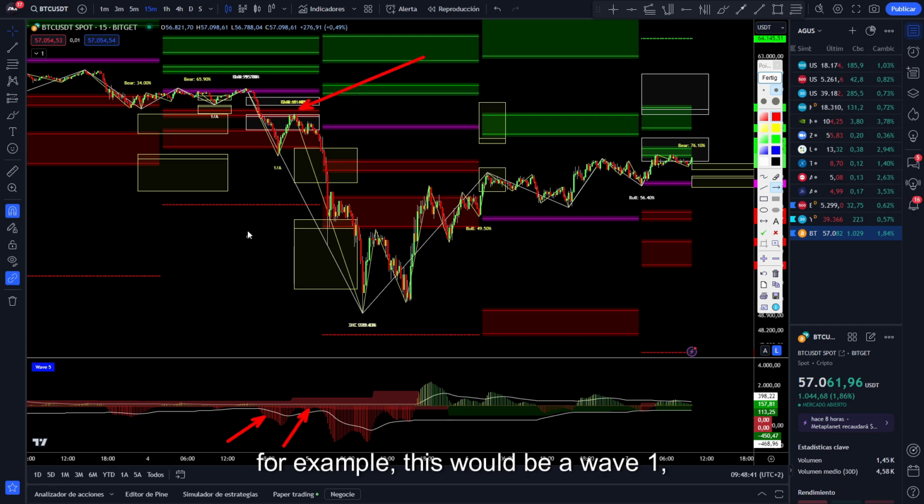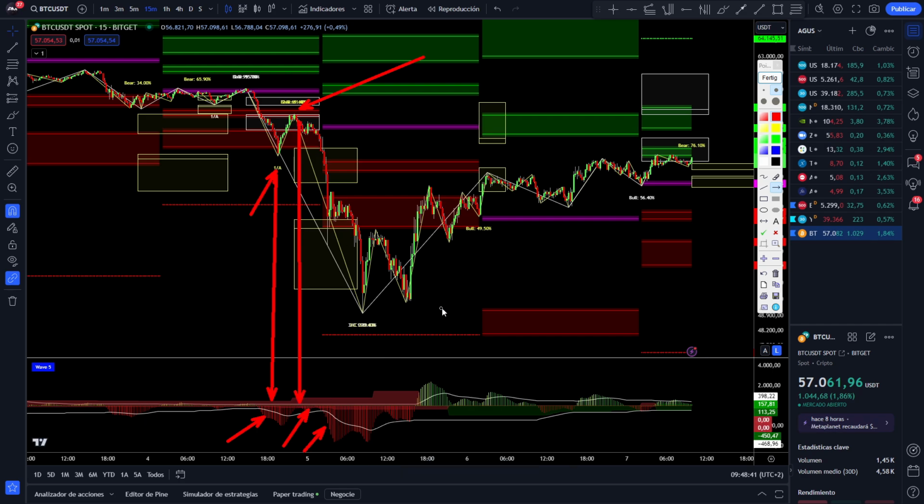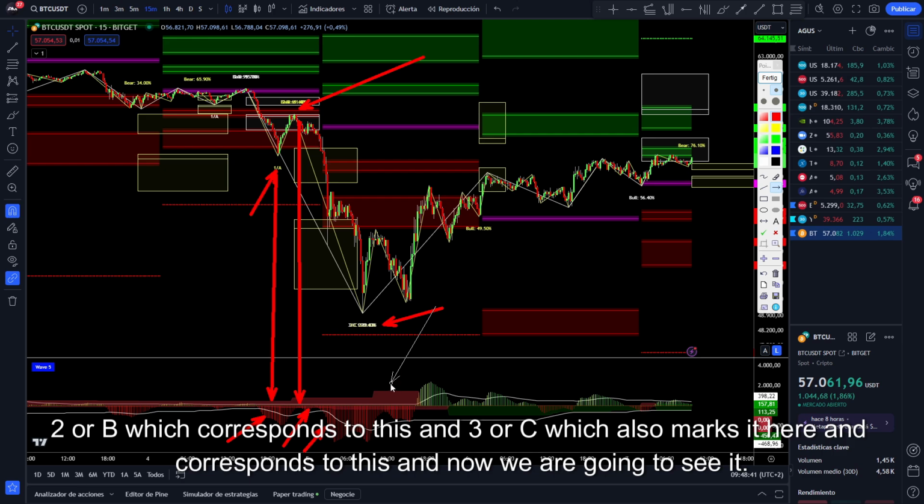For example, this would be a wave 1 or A, the retreat wave 2 or B. That's why I mark it here. We have 1 or A, which corresponds to this, 2 or B, which corresponds to this, and 3 or C, which I also mark here and corresponds to this. And now we are going to see it.